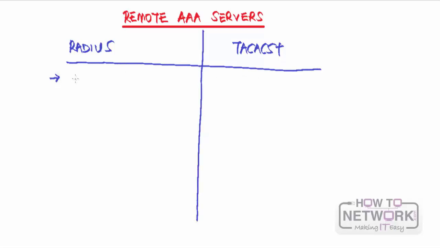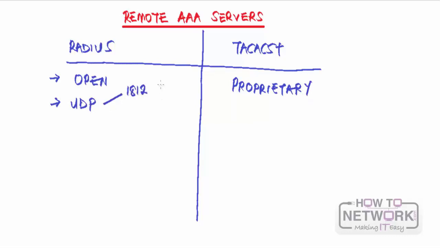The first basic difference is that Radius is an open standard, while TACACS is proprietary. TACACS is actually Cisco's implementation. Radius uses UDP, and the ports vary. Sometimes you have 1812 and 1813, and then you could also have 1645 and 1646, so it varies depending on who implemented it. While TACACS uses TCP, and it uses port 49.